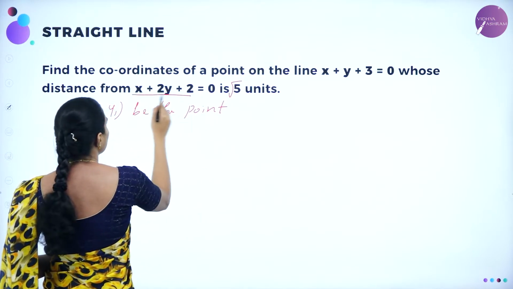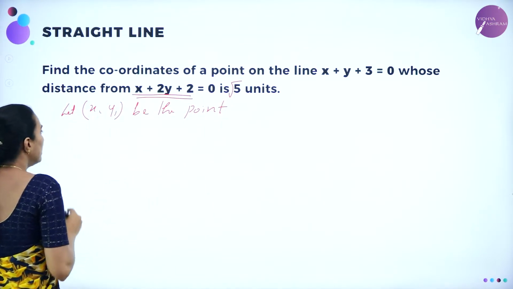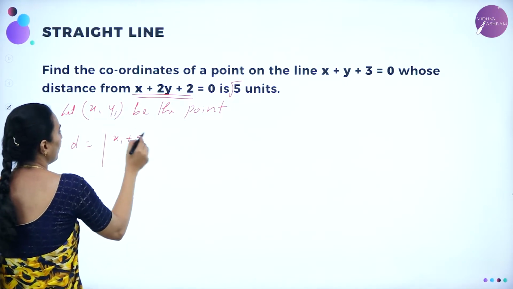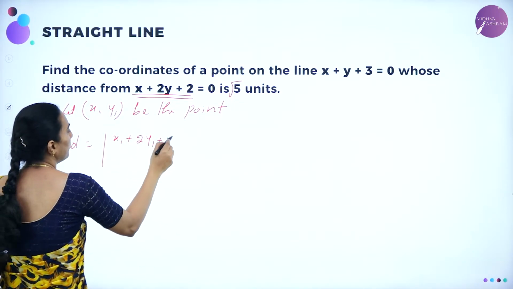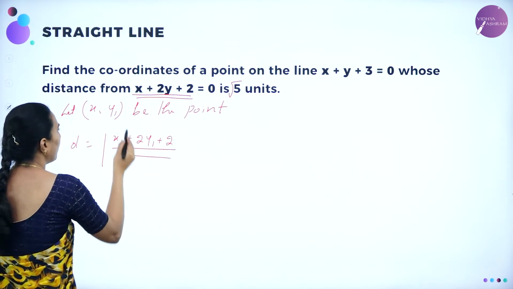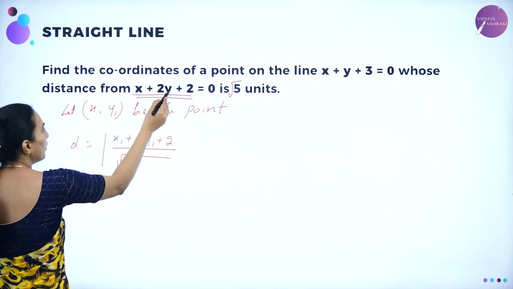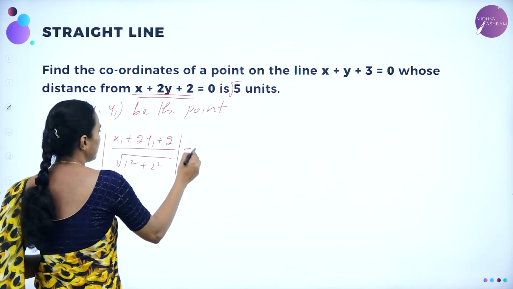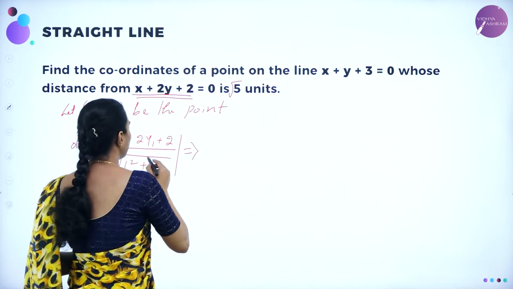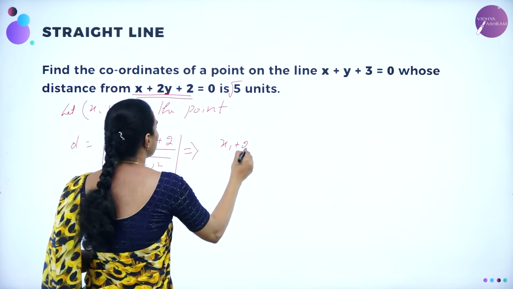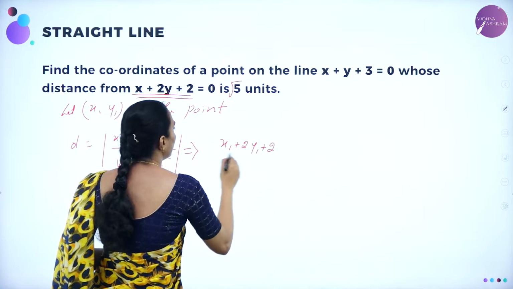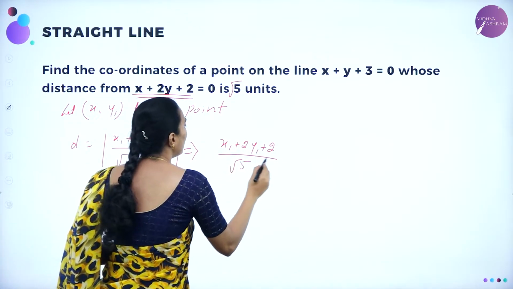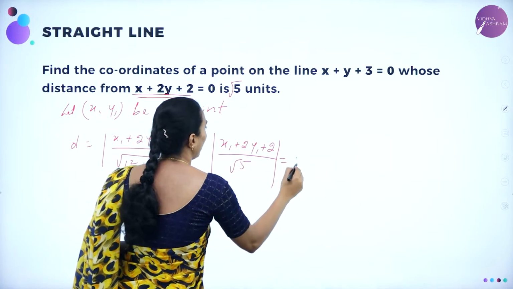So here, this is a distance of root 5 units. Therefore, d is equal to the modulus of x1 plus 2y1 plus 2, as it passes through the point x1, y1, divided by the square root of the coefficient of x squared, which is 1 squared, plus the coefficient of y squared, which is 2 squared. You can substitute d as root 5 units, which implies x1 plus 2y1 plus 2 divided by the square root of 1 squared plus 2 squared, which is 5, so root 5 is equal to root 5.